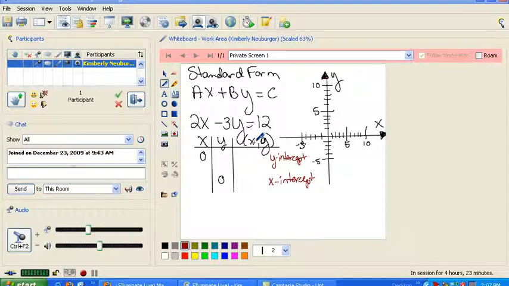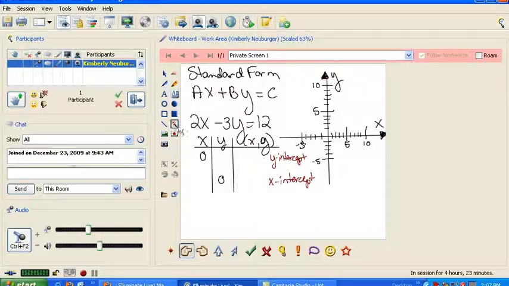Class. Today we're going to take a look at graphing using x and y intercepts. Now, an x-intercept is when you cross the x-axis. One thing you want to notice is when you cross the x-axis, your y is 0. The y-intercept is when you cross the y-axis, and notice when you cross the y-axis, your x is 0.